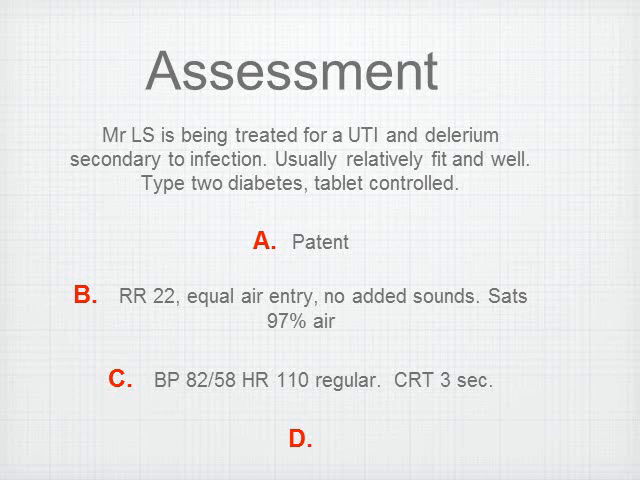So you do your ABCDE. His airway is patent, respiratory rate's not so bad, he has equal air entries, that's fine. And his BP's low, his heart rate's regular, but it's really high, and his capillary refill's 3. So what are you going to do now?